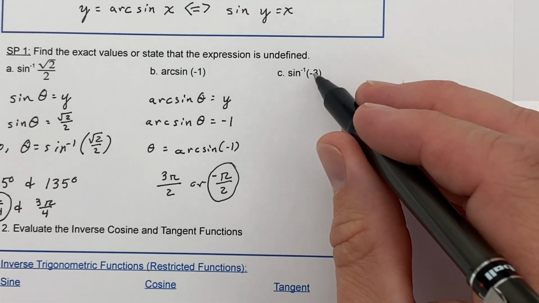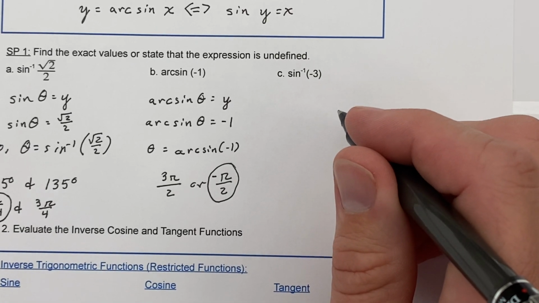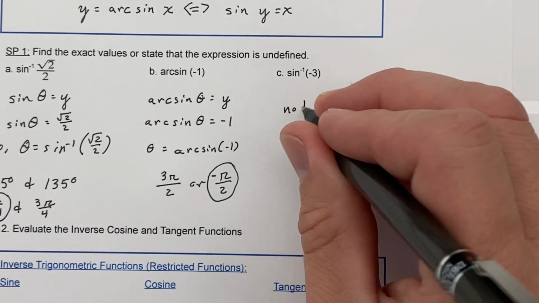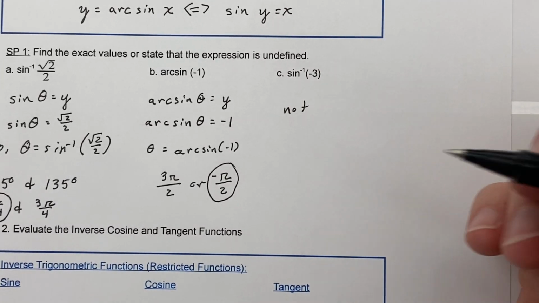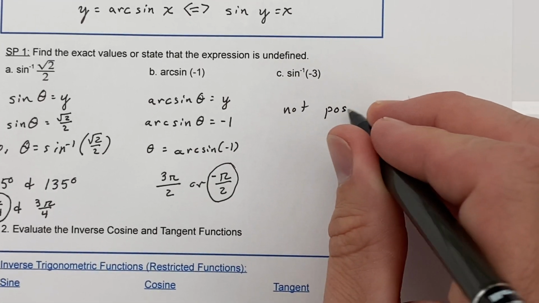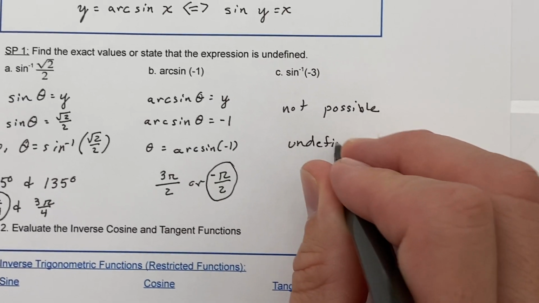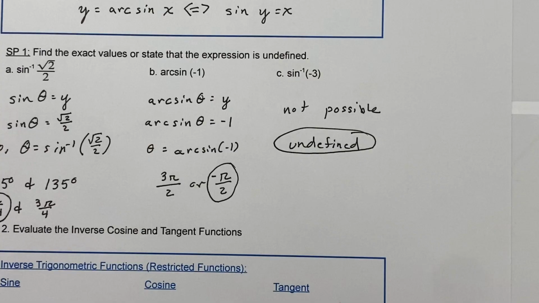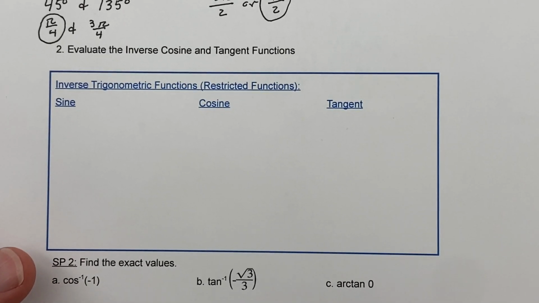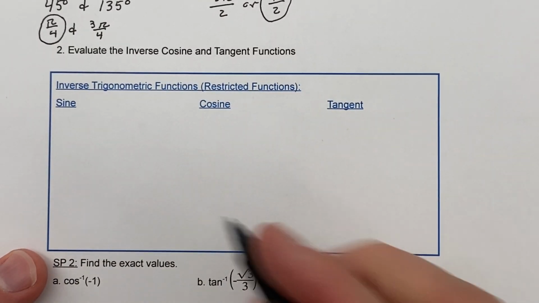Lastly, inverse sine of -3. Will we ever get a y value of -3 on the unit circle? No, it's not possible, right? Why is it not possible? Well, because we know we have a radius of 1. The biggest y value we could have would be like 1 or -1. So this is not possible, therefore undefined. So there's kind of the idea behind all of it. And now here's the reasoning why. Inverse trig functions, looking at the restricted values.